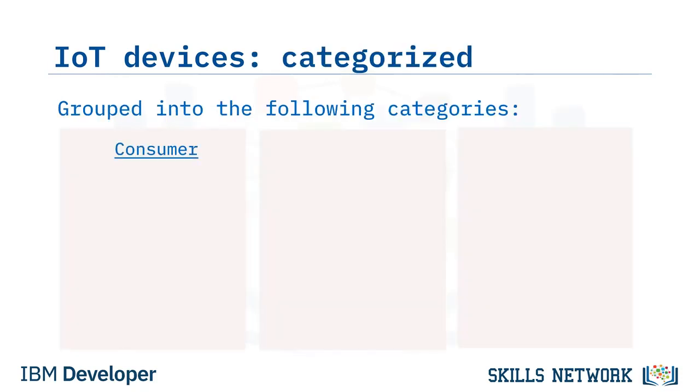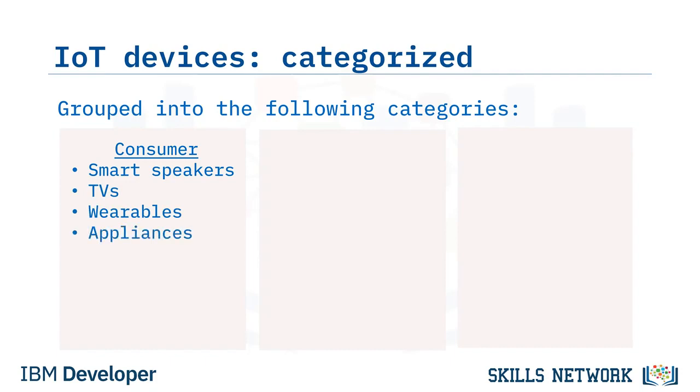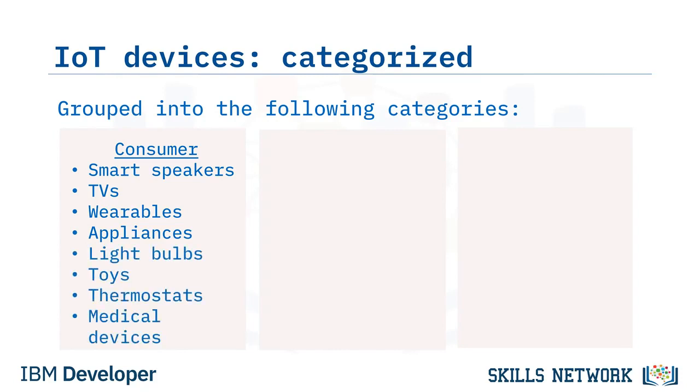Widely available consumer IoT devices include smart speakers, TVs, wearable devices such as fitness trackers, and appliances such as automatic floor vacuums, stoves, and others. Light bulbs, toys, thermostats, and medical devices are also part of today's IoT world.